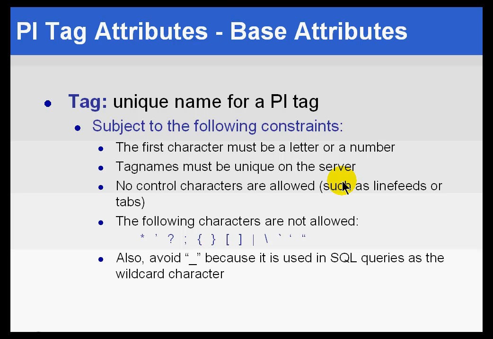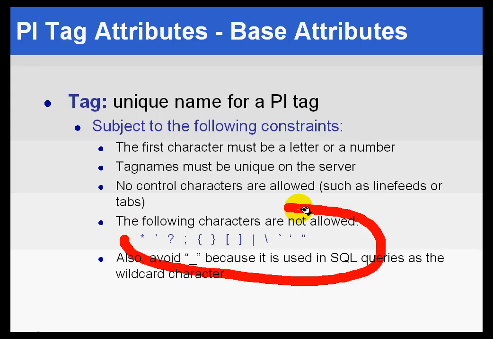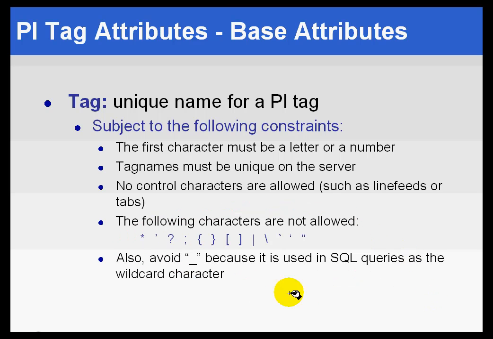At this point, I'm going to go through a series of the attributes and just describe them briefly. First of all, every PI point has a tag attribute. Tag is simply the name of the point, so it does have certain constraints. As we see here, the first character must be a letter or number. Names must be unique on the server, and we don't allow any control characters. These characters that you see right here are not allowed. Any of those characters, it's just going to object to that.